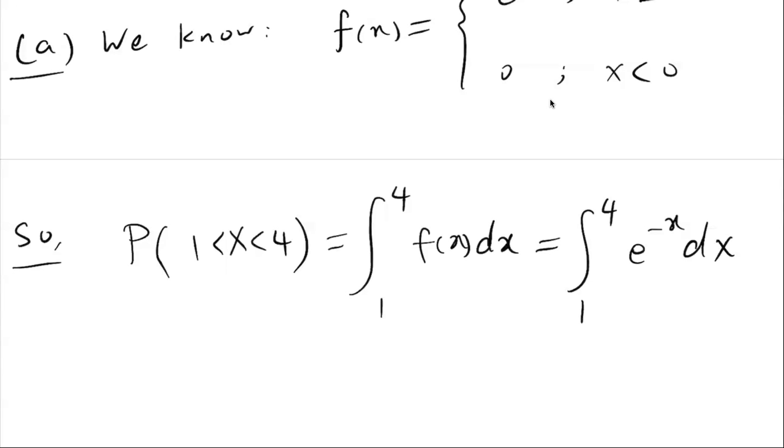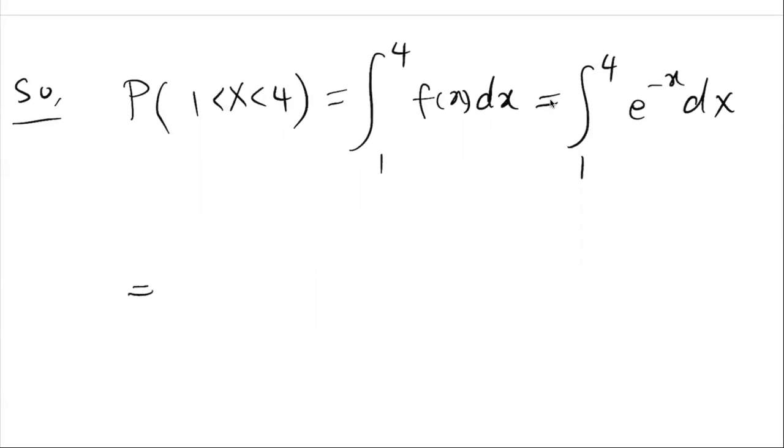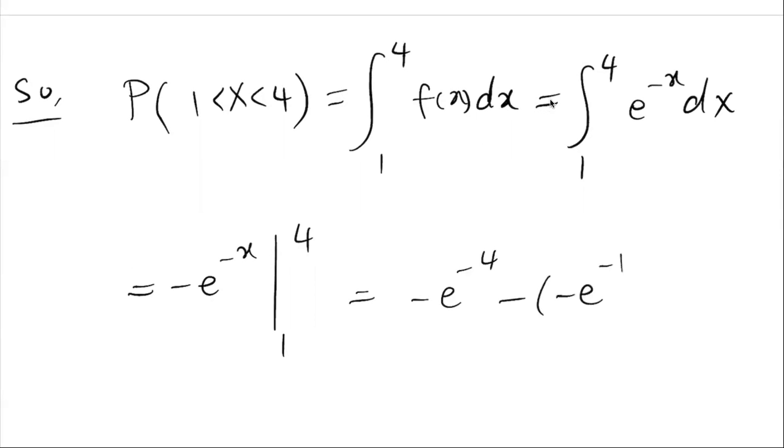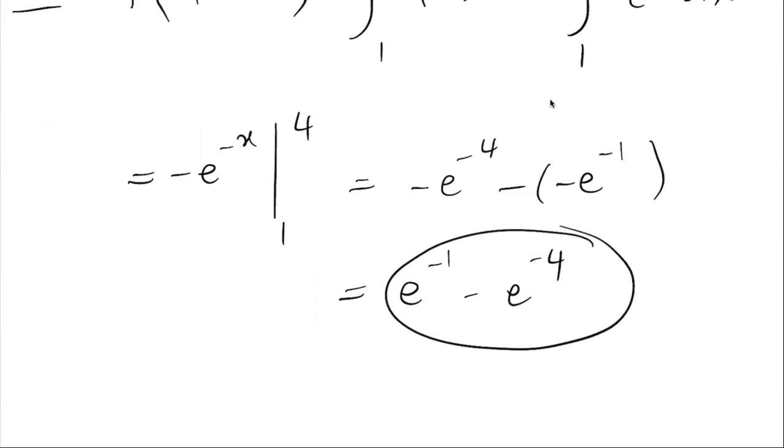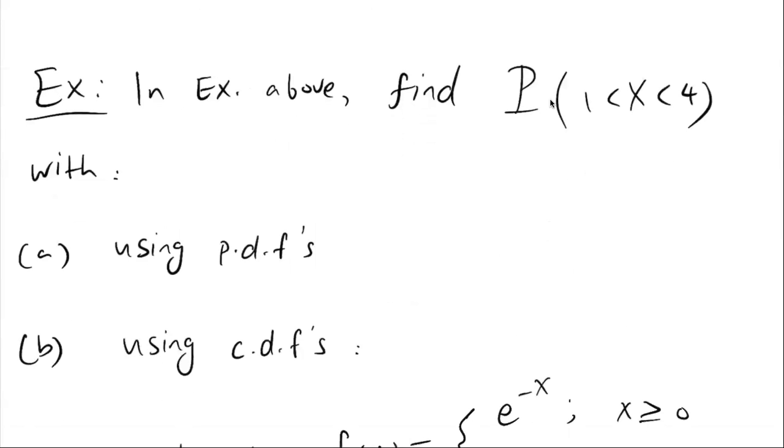And the antiderivative of e to the power minus X, we said it's minus e to the power minus X, and we have to calculate between 1 to 4. So minus e to the power minus 4 minus, minus e to the power minus 1. This becomes e to the power minus 1 minus e to the power minus 4. So this is the answer for calculating this probability using PDFs. Now part B asks us to find the same probability using CDFs.